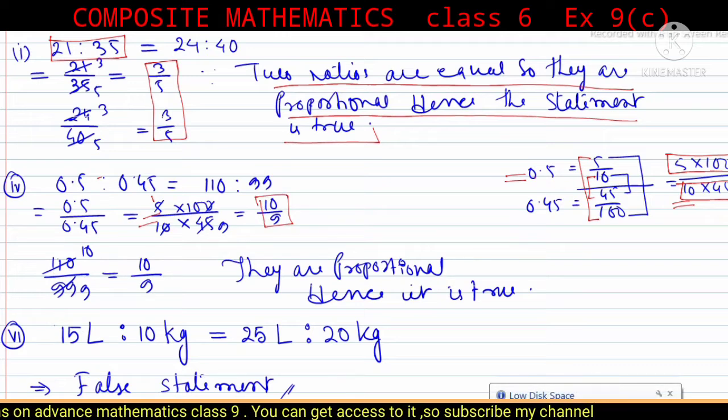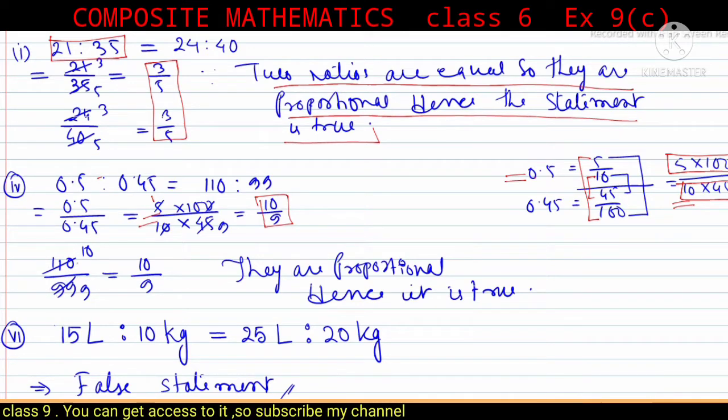So next number will take 110 and 99, and we will first find out the common factor. So we know that 11 is the common factor here, so 11 tens are 110 and 11 nines are 99, so it is 10 by 9. So we have seen that the two ratios are equal. Since two ratios are equal, it is proportional, then the statement is true.